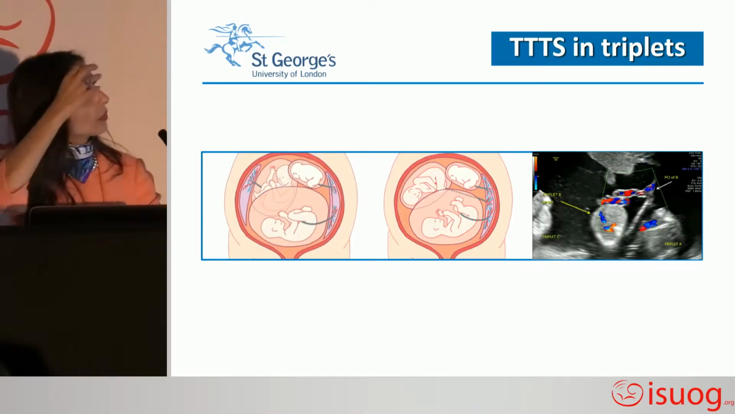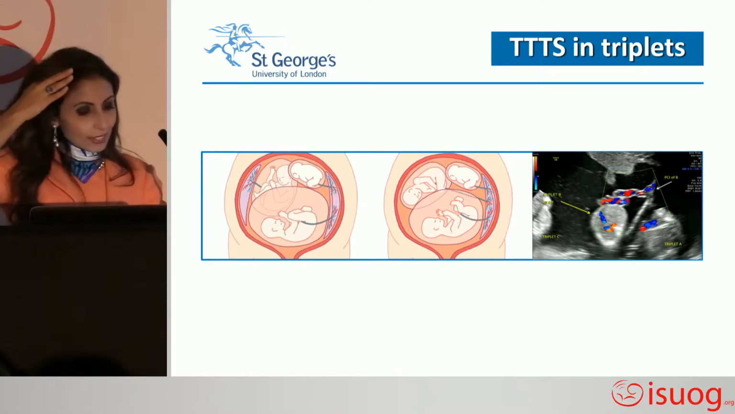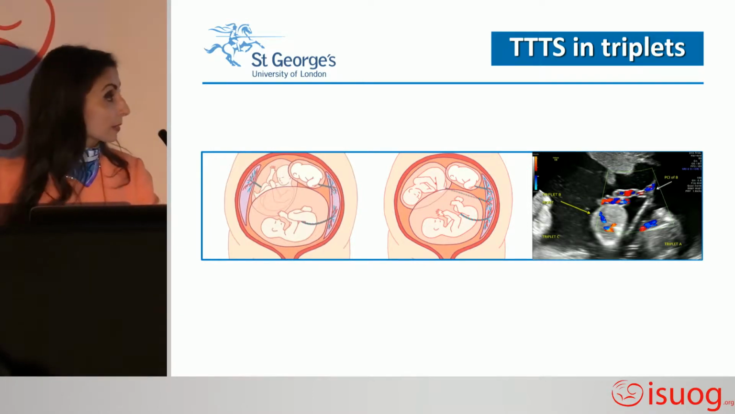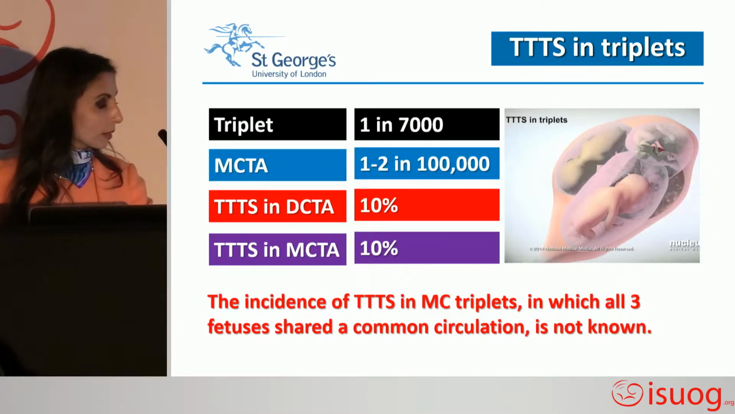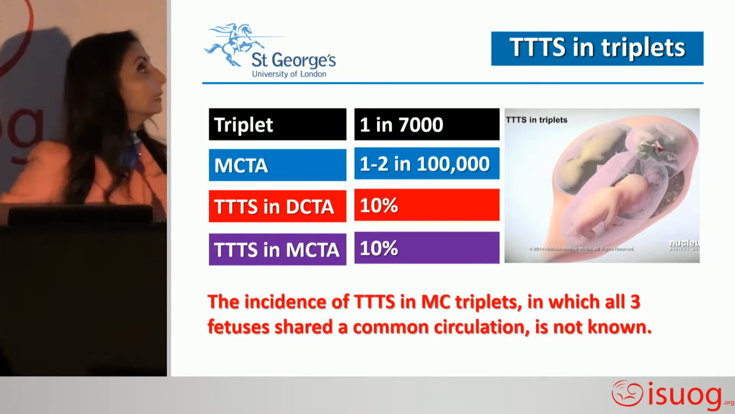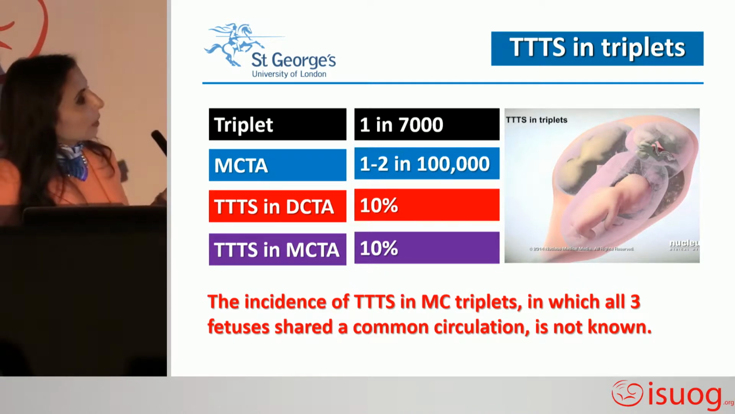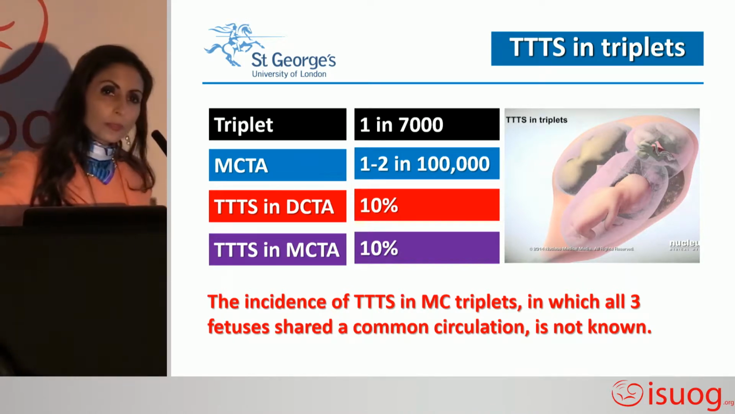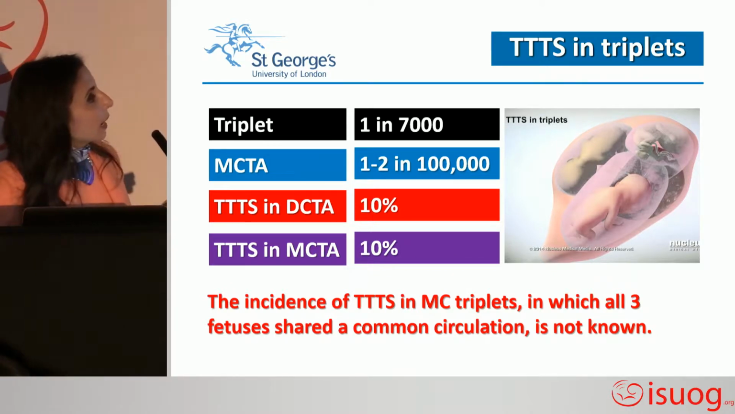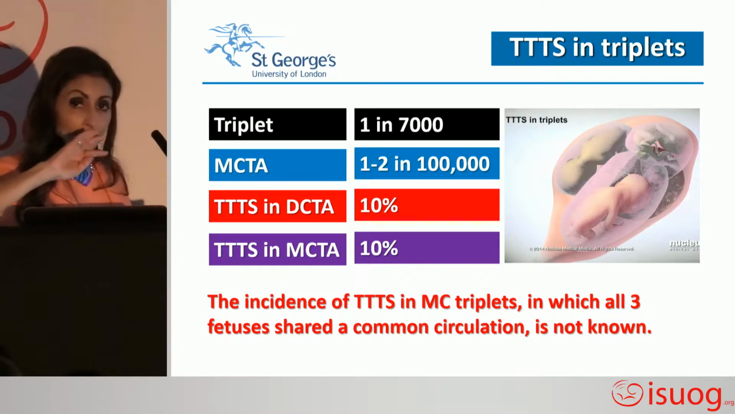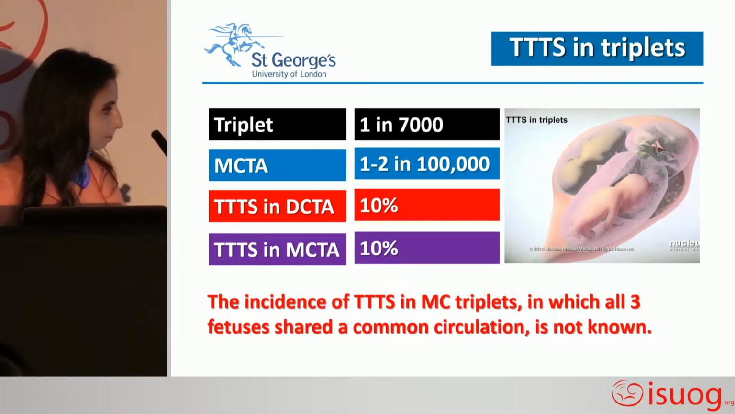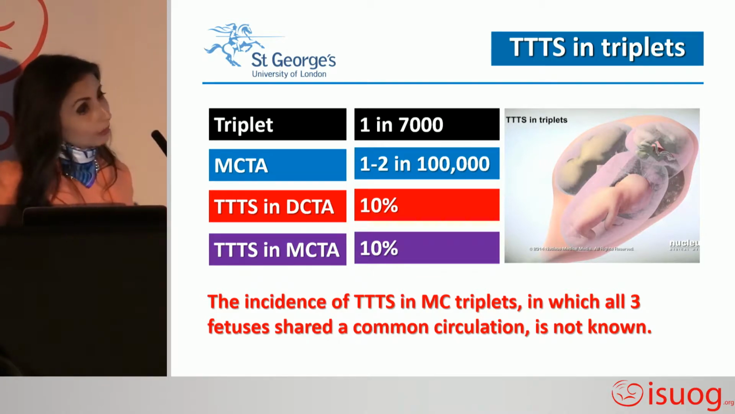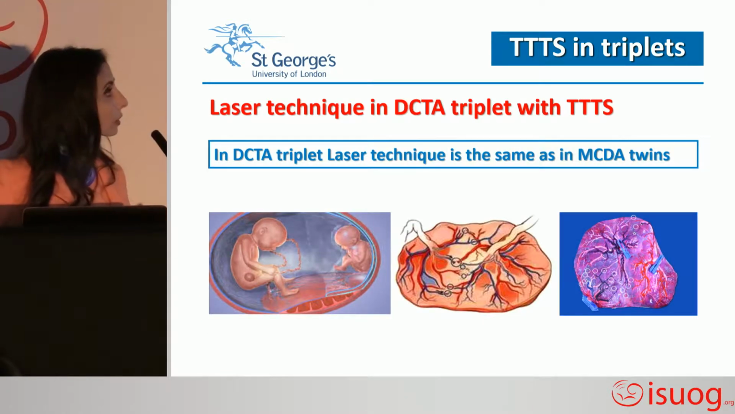Okay, how are we doing with time? I've got a few slides on TTTS in triplets, which is rare. It's not common, of course, because triplets are not common. Yesterday we said that triplets are relatively rare, but obviously with IVF, they're getting more common. So MCTA is 1 in 100,000. TTTS in dichorionic triamniotic triplets is about 10%, which is the same incidence as TTTS in monochorionic triamniotic triplets. But it tends to be much more complicated if you have monochorionic triamniotic.